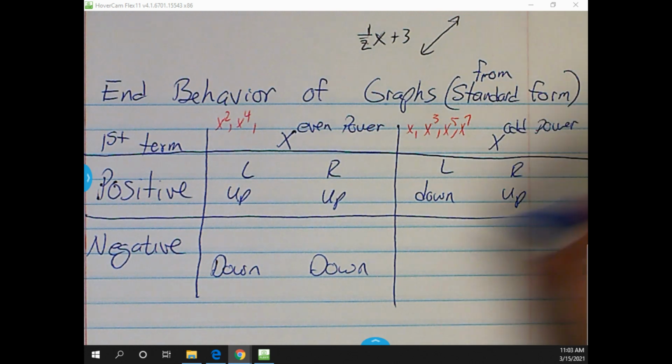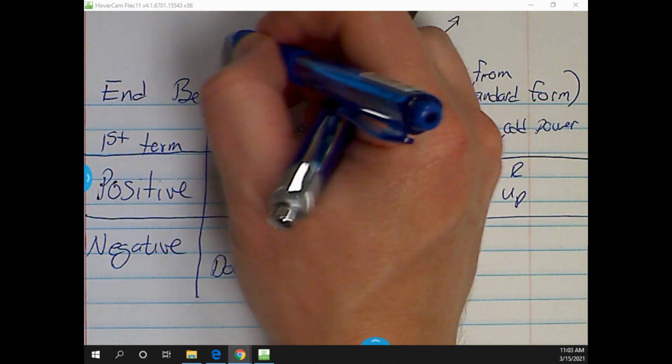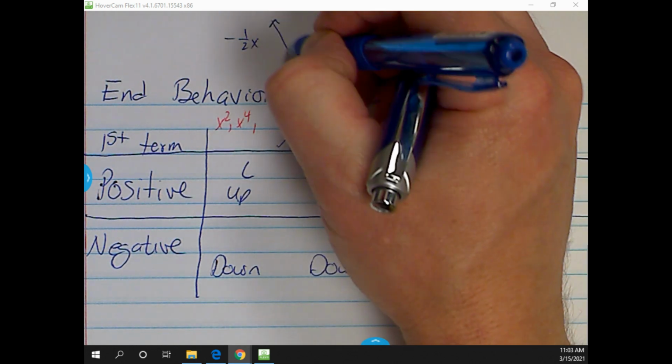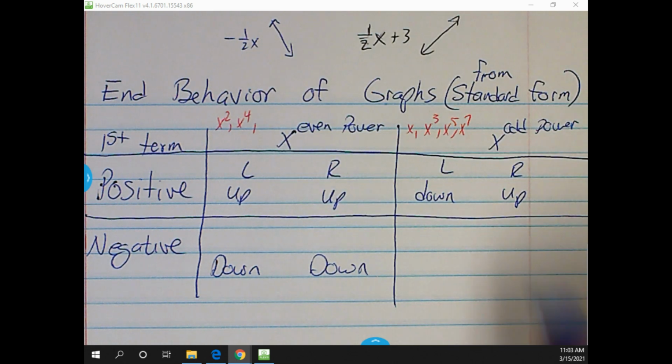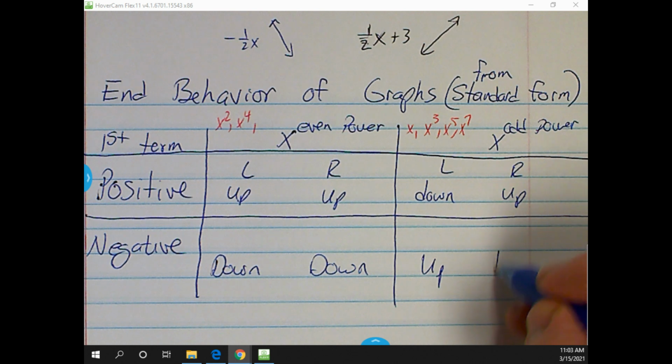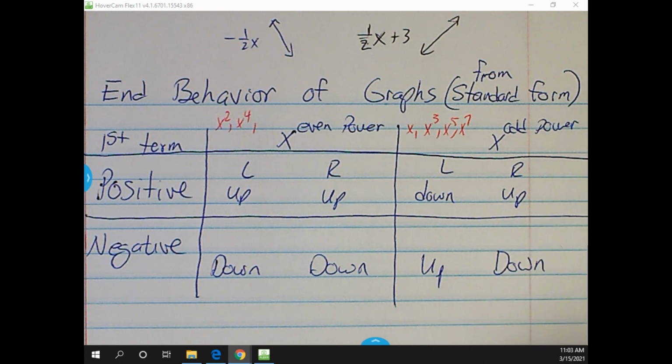So everything over here in the odd powers, think about slope. If it was a negative slope, if it was negative 1/2 x, so now it's the opposite. Now the left side is up and the right side is down. So this one will be the same way. This is going to be up over here and then down over here.